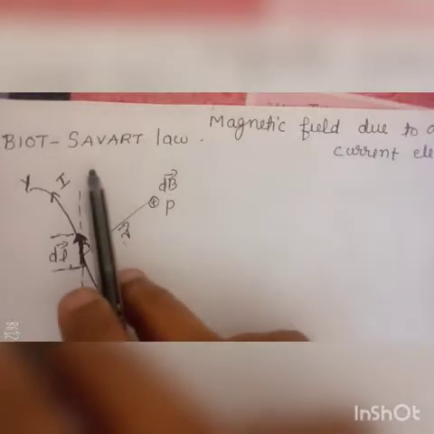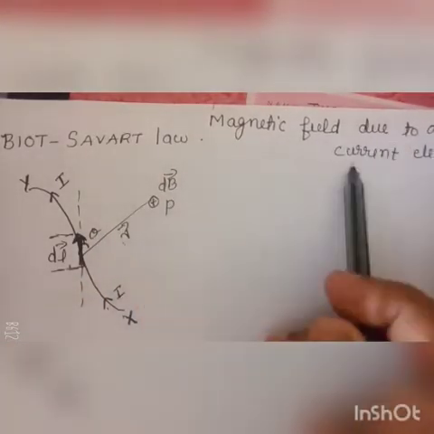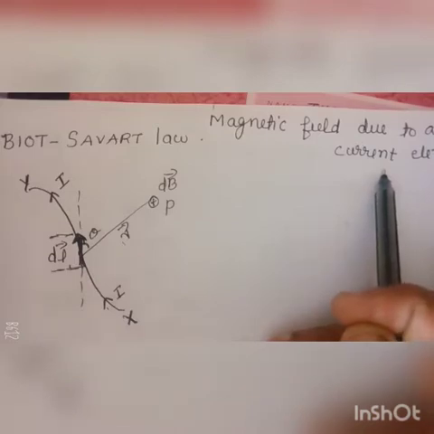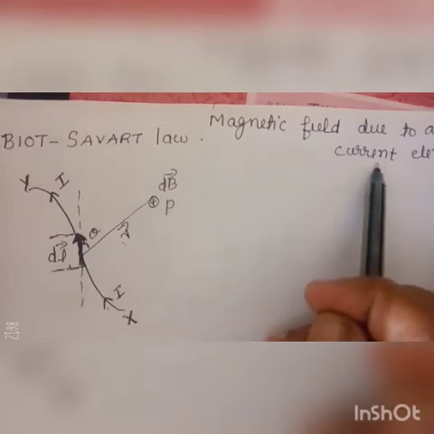So, the second Biot-Savart law. It gives the magnetic field due to a current element. That means it is a relation between a current element and the magnetic field. It was derived by two scientists, Biot and Savart, so it is called the Biot-Savart law.